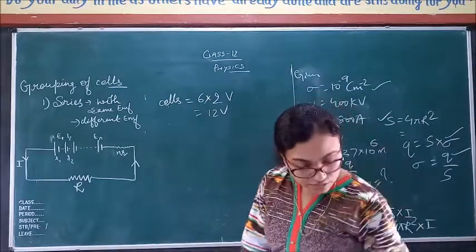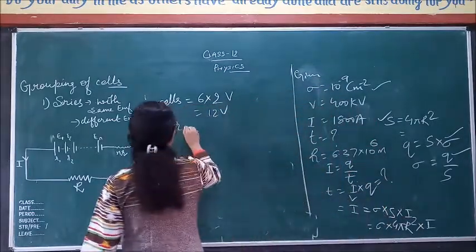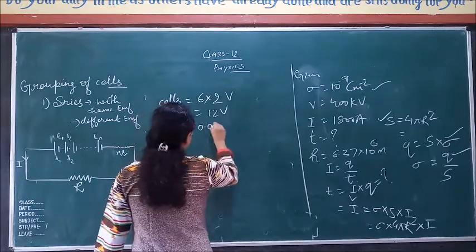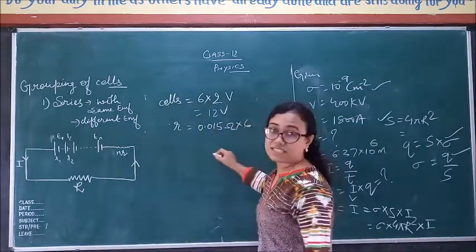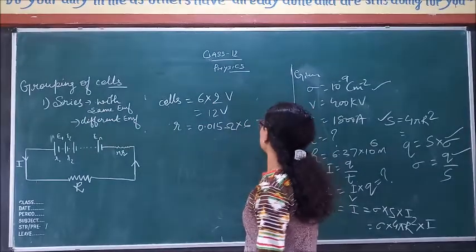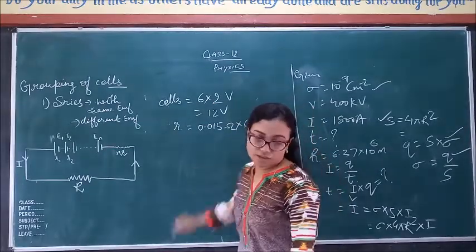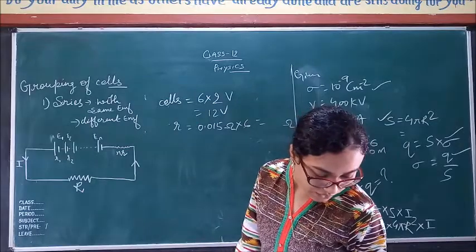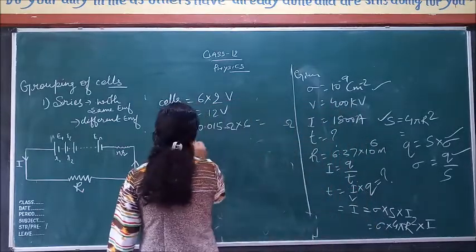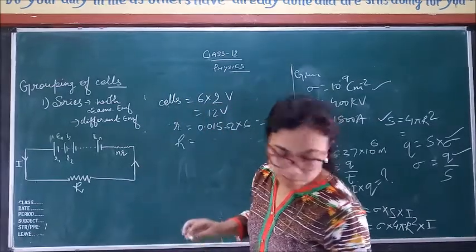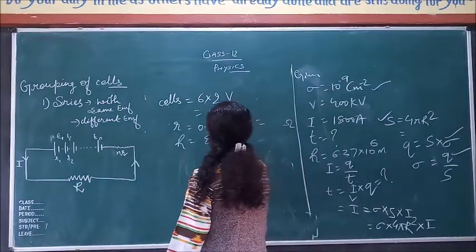इंटरनल रेजिस्टेंस कितना दिया हुआ है? r is equals to 0.01 / 10. अगर 6 सेल्स हैं तो उनका 6 इंटरनल रेजिस्टेंस होगा. मल्टीप्लाई कर देना, तुम्हारा आंसर आ जाएगा. ठीक है, पूछता क्या है? Yes, now external resistance R कितना प्रोवाइड किया है? External resistance is provided, that is 8.5 ohm.